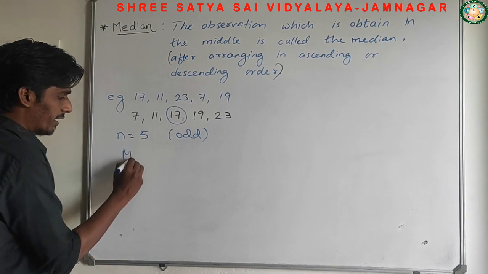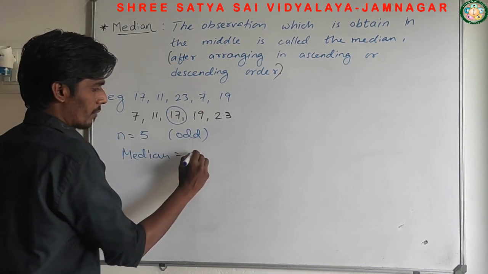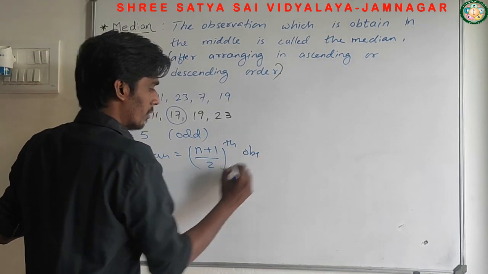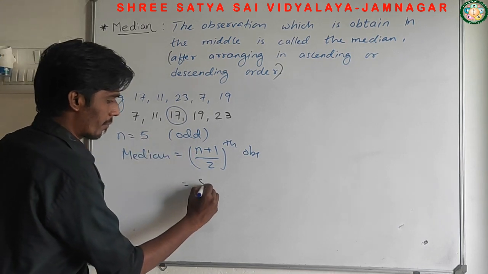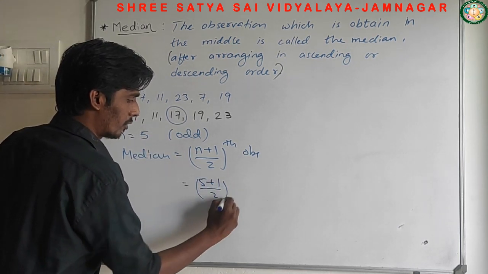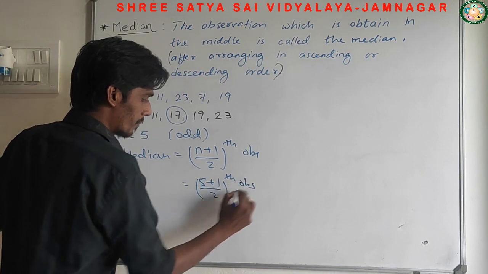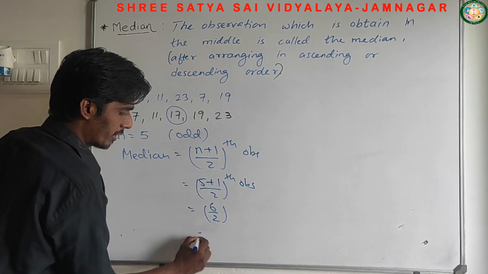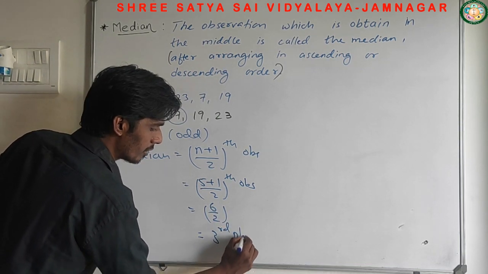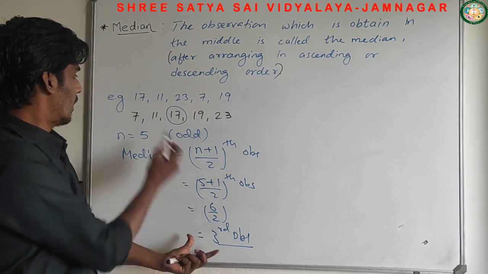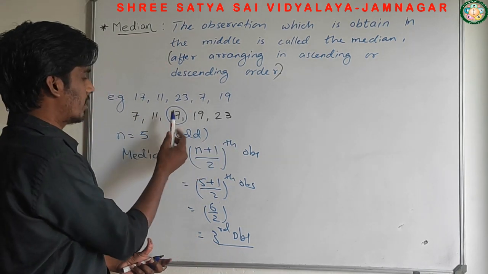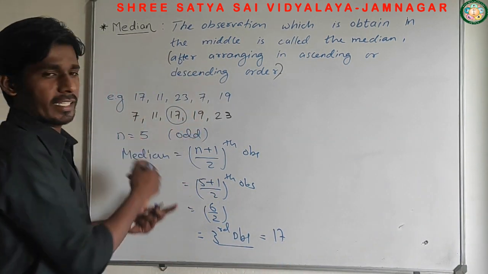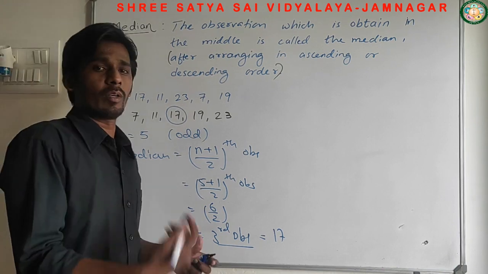So the formula to find the median is: median equals (n plus 1) divided by 2 observation. So here what is n? It's 5. 5 plus 1 upon 2 observation. So 5 plus 1 is 6, 6 upon 2, so that is the third observation. Now again I have to go to the observations: first, second and third. So the third observation here is 17. So the median of this data is 17.